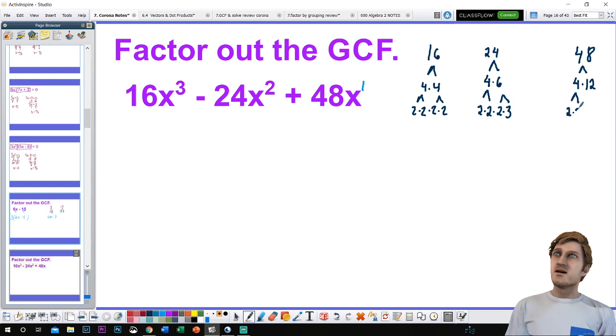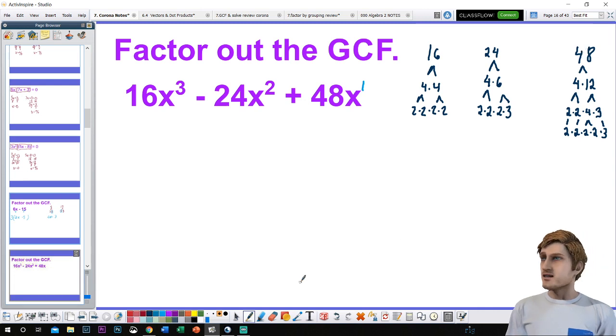4 is 2 by 2. 12 is 4 by 3, and unfortunately I can still go because I can reduce the 4 to 2 by 2. Remember to copy everything down so that all these numbers are together on the bottom line, so that if you multiply them all together it would equal that top number 48.